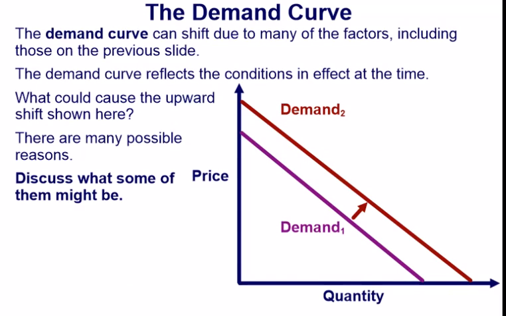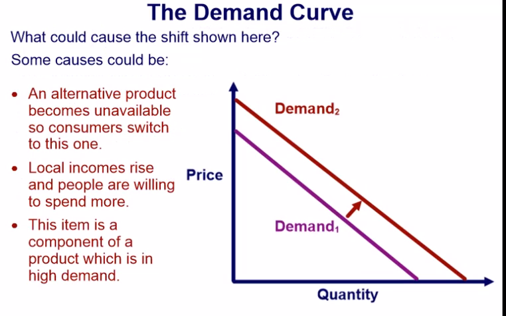The demand curve can shift due to many of the factors, including those on the previous slide. The demand curve reflects the conditions in effect at the time. What could cause the upward shift shown here? There are many possible reasons. Discuss what some of them might be. What could cause the shift shown here?